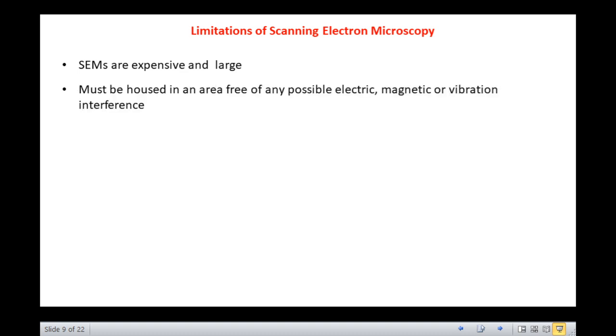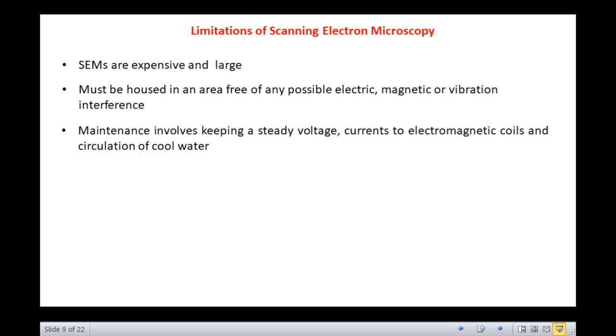There are, however, a few disadvantages, or I'll say limitations, of scanning electron microscopy. The most important disadvantage of scanning electron microscopy is its size and cost. SEMs are expensive and large. They must be housed in an area free of any possible electric, magnetic, or vibration interference. Maintenance involves keeping a steady voltage, currents to electromagnetic coils, and circulation of cool water.